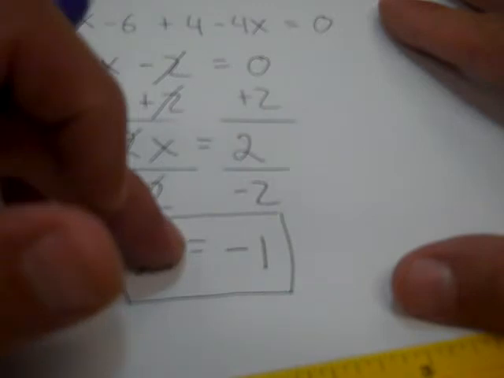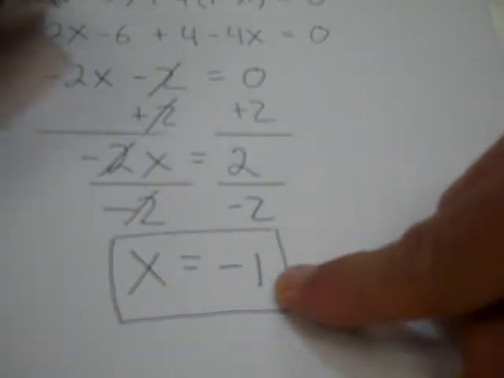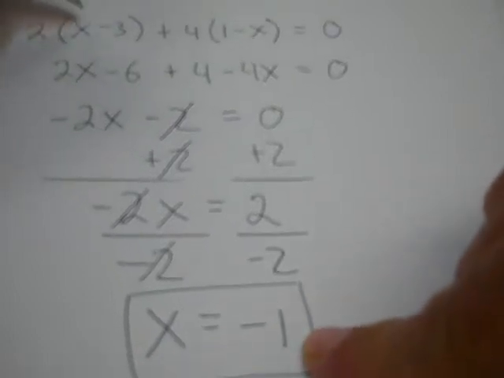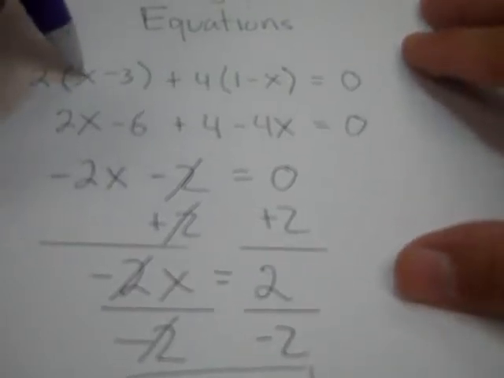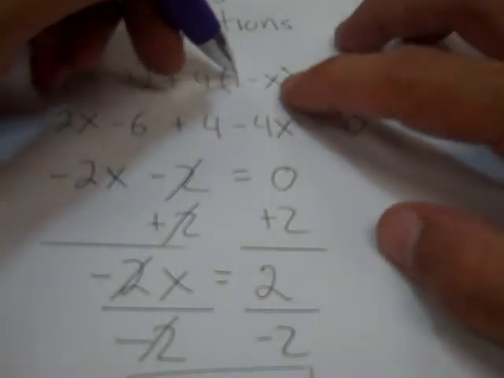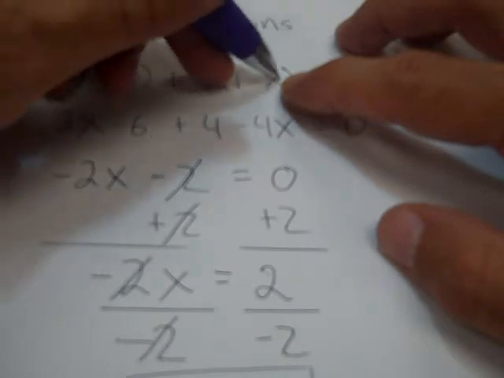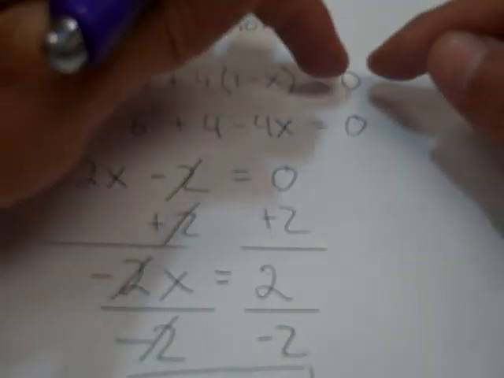We can check our solution by plugging in the value of x at negative 1 back into the original equation, and in this case it should work. So plugging that back in, negative 1 for x, negative 1 minus 3 is negative 4. Negative 4 times 2 is negative 8. And over here we have 1 minus a negative 1, which is 1 plus 1, which is 2. And 4 times 2 is 8. And negative 8 plus 8 is, in fact, 0. So it checks. So, great.